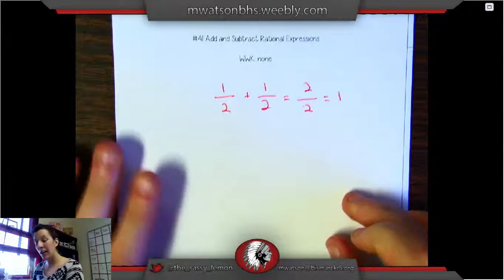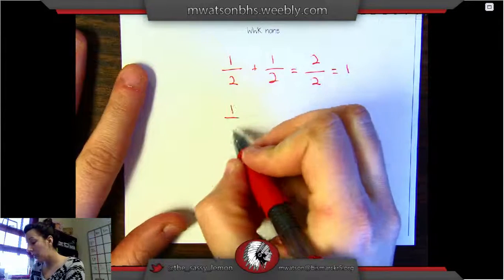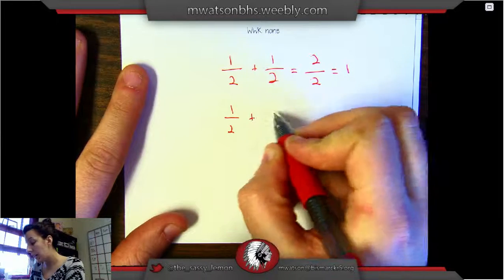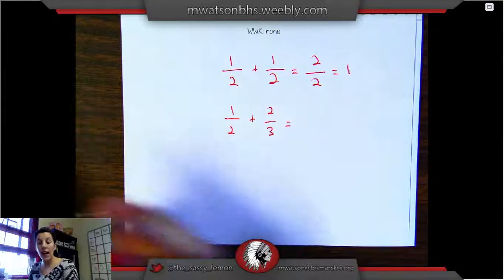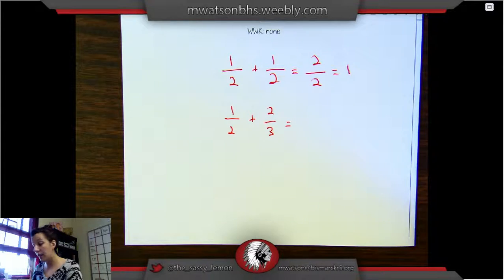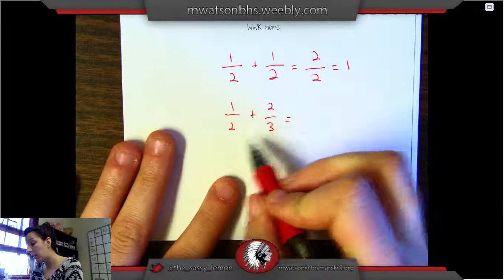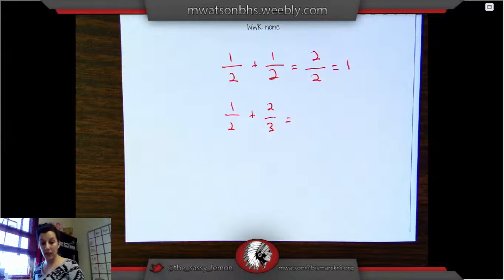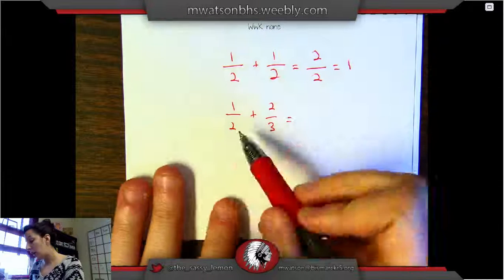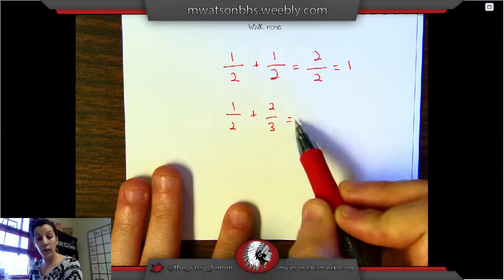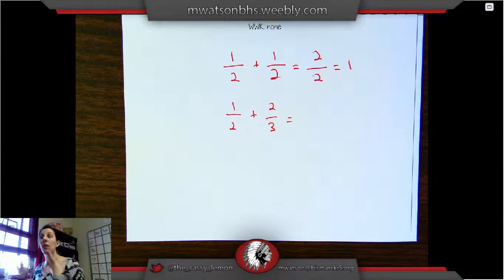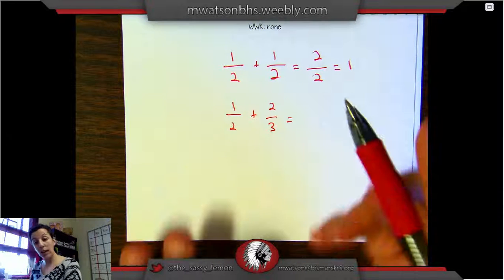Now it gets trickier whenever you add fractions that have different denominators, for example 1/2 and 2/3. We cannot just add across the top because the denominators aren't the same. So first we have to rewrite these with a common denominator. This first fraction's denominator is 2 and this is 3. So how can they both become the same denominator? Well, the easiest way is to multiply each denominator by the other one.